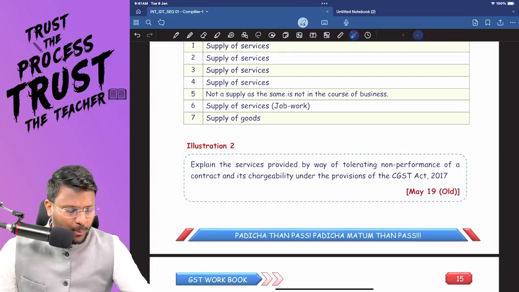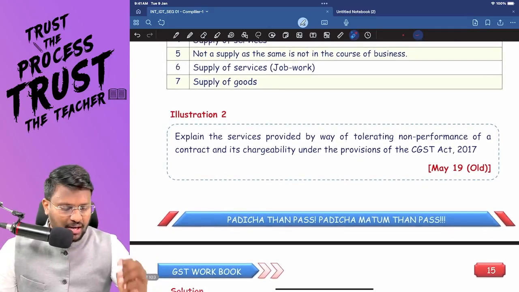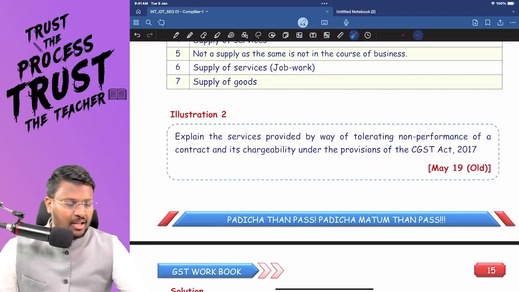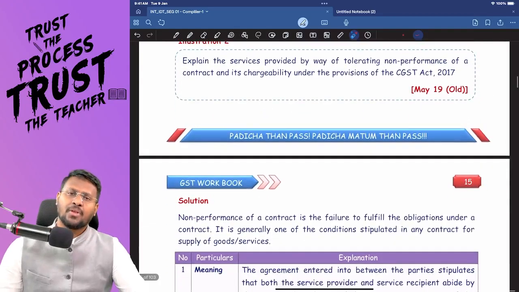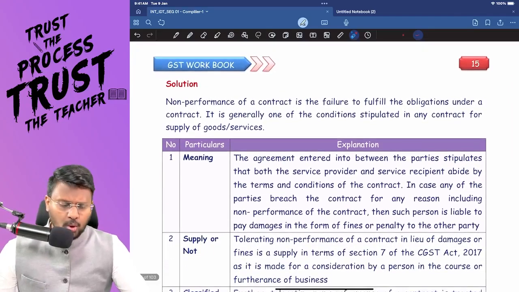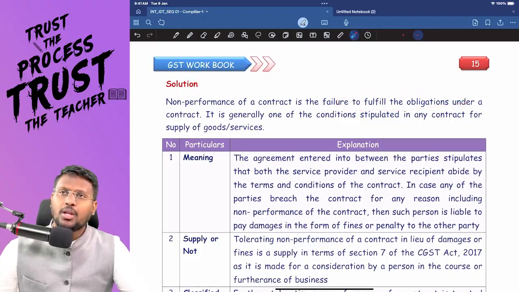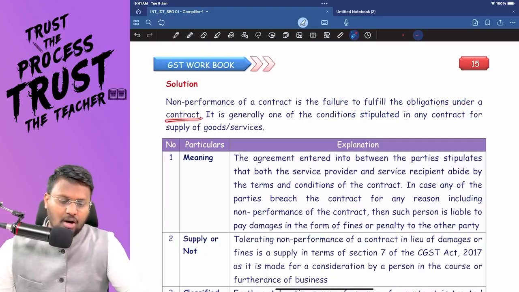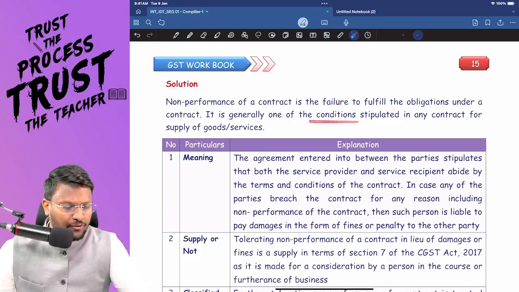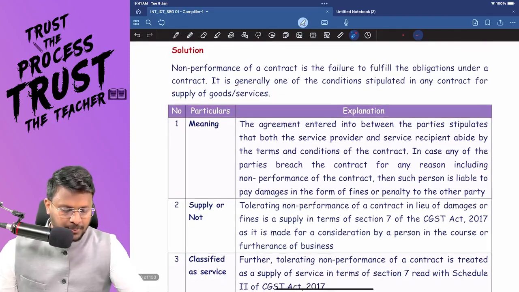Examine the service provided by way of tolerating non-performance of a contract and its chargeability under the provisions of what Act? GST Act. Sir, if you are doing something, it will be treated as a supply. If you are not doing something, that will also be treated as a supply. Non-performance of contract is the failure to fulfill the obligation under a contract. It is generally one of the conditions stipulated in any contract for supply of goods or services.